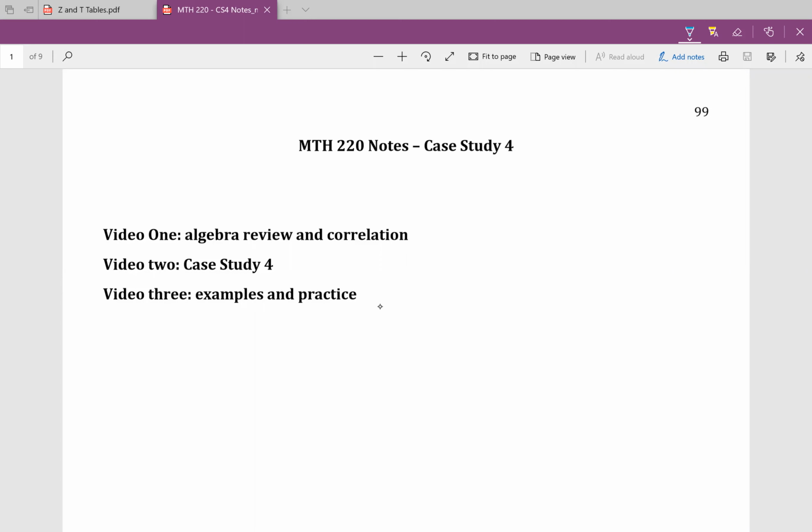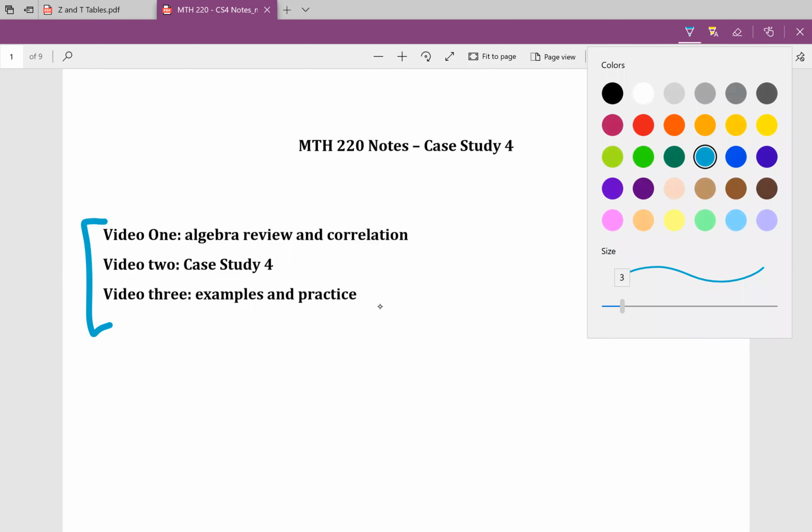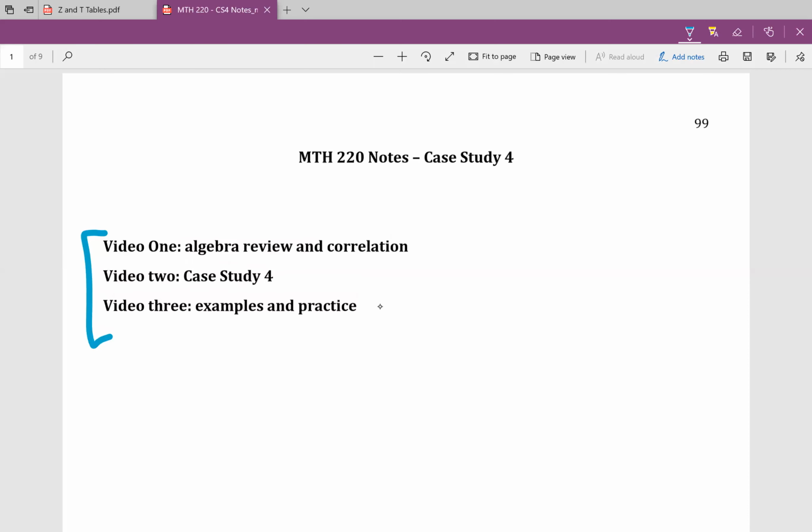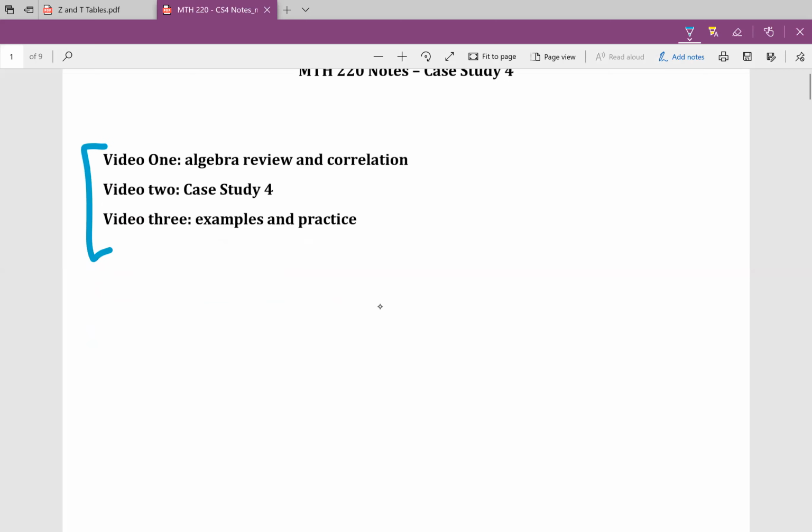I went ahead and outlined here in the beginning the 3 videos that I will be covering. We're going to start out with video 1. This is going to be an algebra review and introduction to correlation. Video 2 is going to be all about case study 4. We're going to get introduced to it and answer case study 4. And then video 3 is going to be some examples and practice. All right, so let's go ahead and get started with the algebra review.